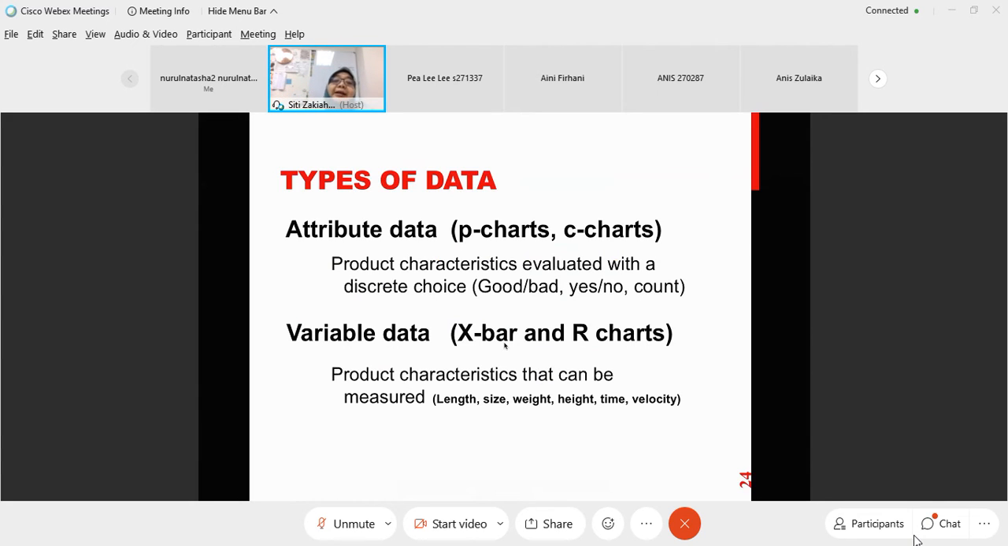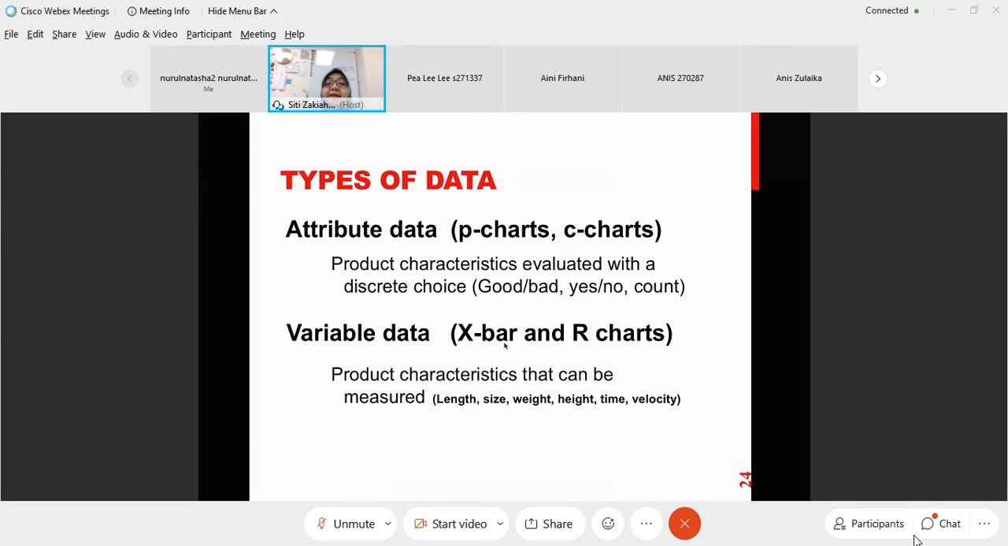Okay? So dalam SPC ni, dia ada 2 types of data. One is attribute data, one is variable data. Okay? Attribute data ni, macam mana dia measure? Dia measure dengan discrete choice. Discrete choice meaning that sama ada dia bagus atau tidak, good or bad, yes or no, girl or boy. 2 je dia punya decision. Ataupun dia count. Okay? Kira. You boleh kira berapa banyak errors atau berapa banyak defects.